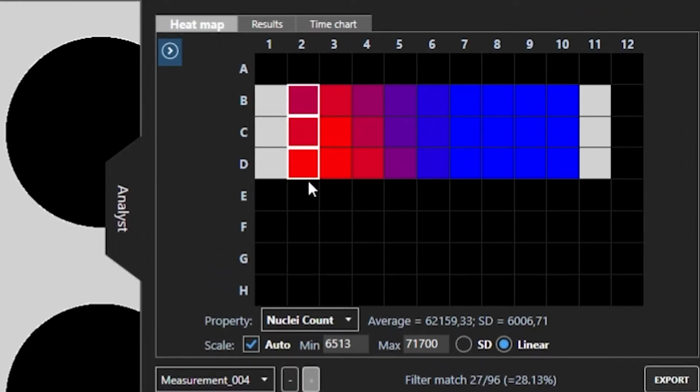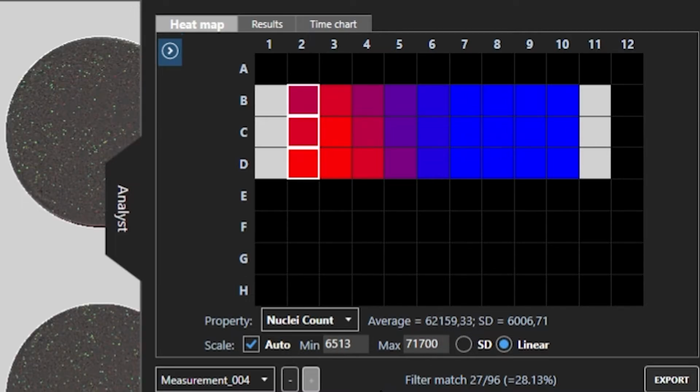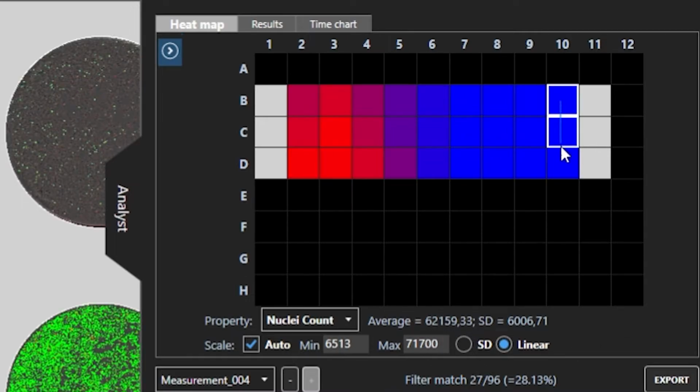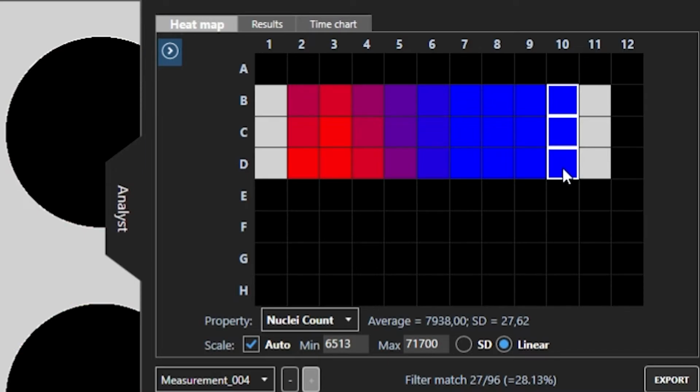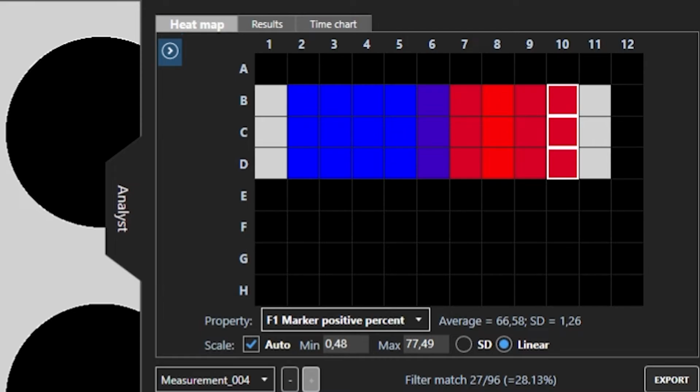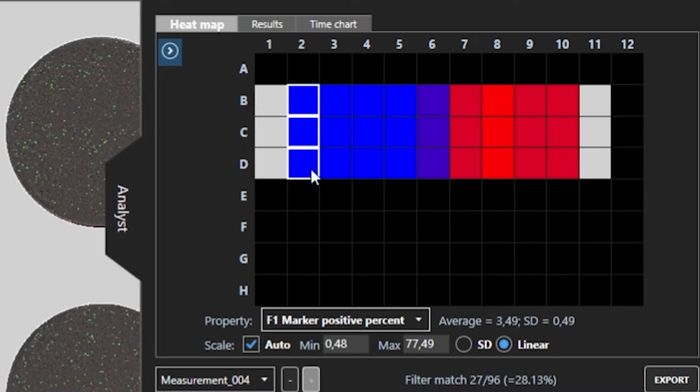For example, here we see that the average nuclei count after 72 hours is around 60,000 for the control-treated wells, while it is only 8,000 for the highest gemcitabine concentration. If we switch the property to the percentage of cells with caspase activity, we see around 66% in the gemcitabine-treated wells and only 3.5% in the control wells.